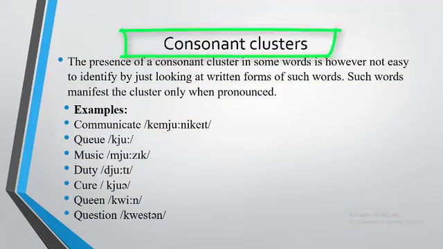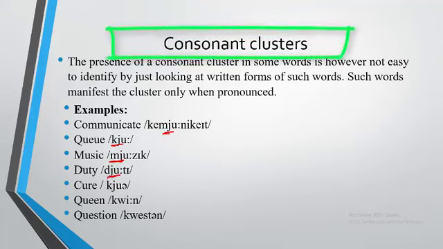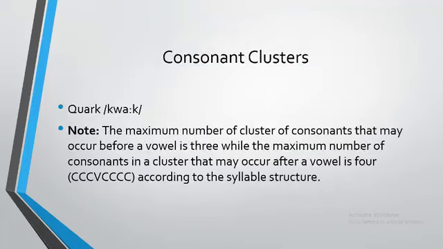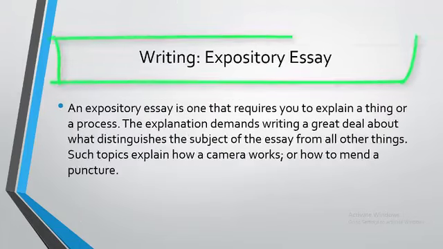Now you see that there's a cluster here. Okay, there's a cluster here. Q, there's a cluster here. We have music, there's a cluster here. Duty, there's a cluster before the intervening vowel. We have here. Okay, we have queen. We have question. Right? So I believe you understood that.